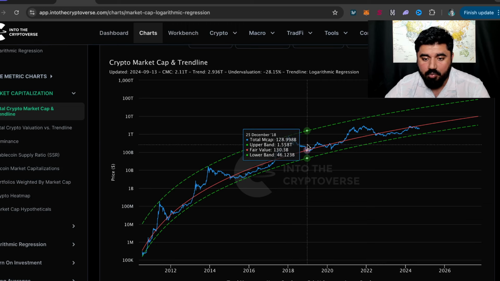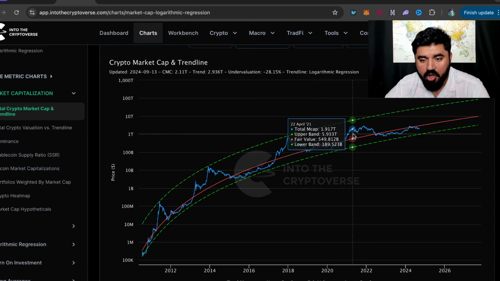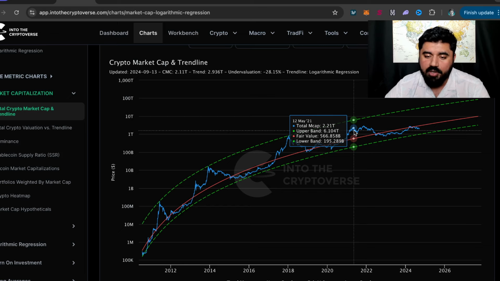It went all the way above, and then we came down to the red, which was about the fair market value, about 133 billion. Then we never went all the way down, but we kept around that 100 and some billion dollars, until recently, which was about 2021, almost 3 years ago, when we had reached a total market cap of $2.21 trillion.